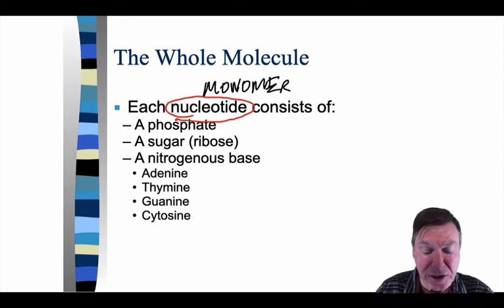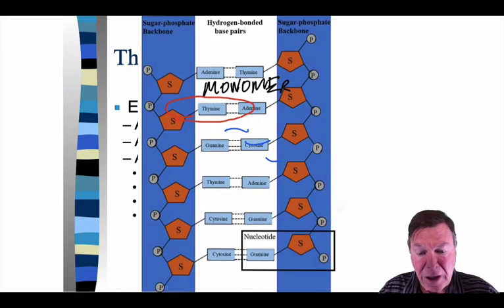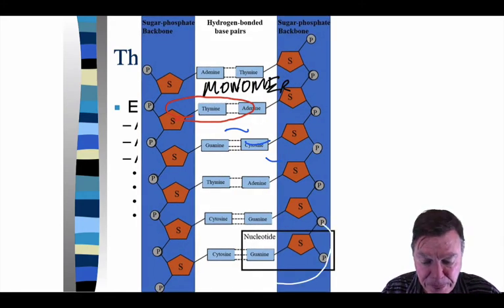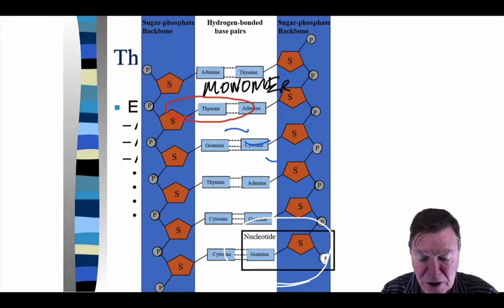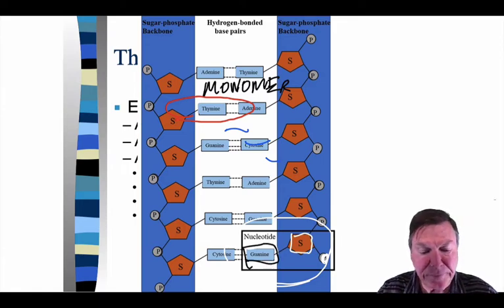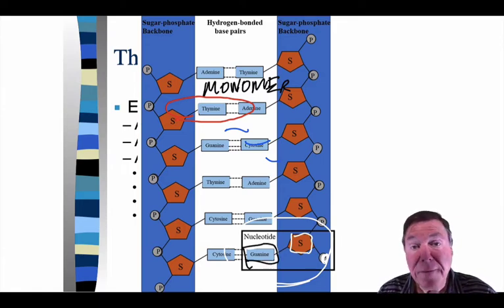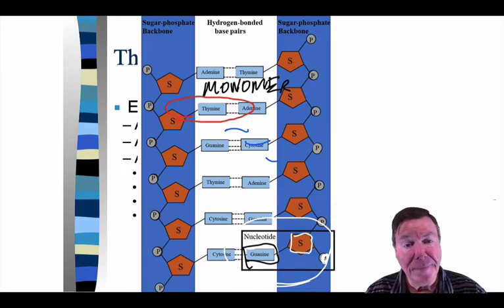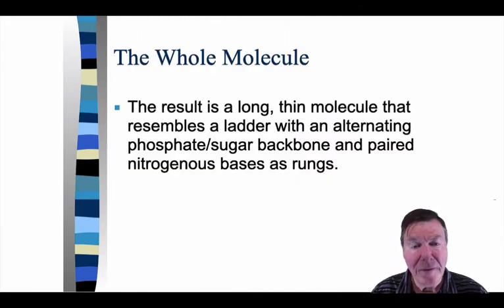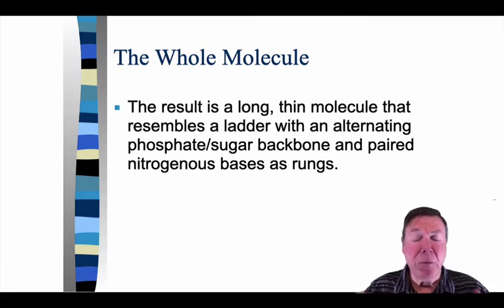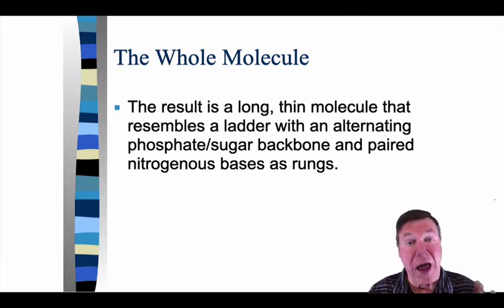And a nucleotide consists of a phosphate, a sugar, and a nitrogenous base. This down here is a nucleotide. It has a phosphate, a sugar, and a nitrogenous base, and in this case, guanine. Okay? That's a nucleotide. As a result, we get this long, thin molecule that resembles a ladder with alternating phosphates and sugar on the backbones and paired nitrogenous bases as the rungs.